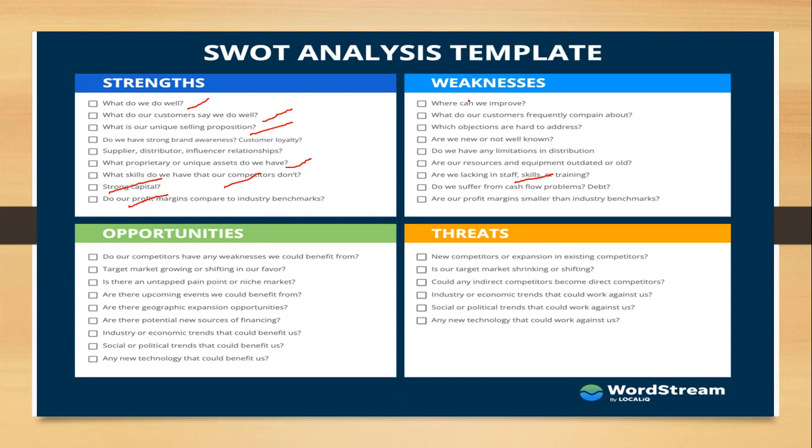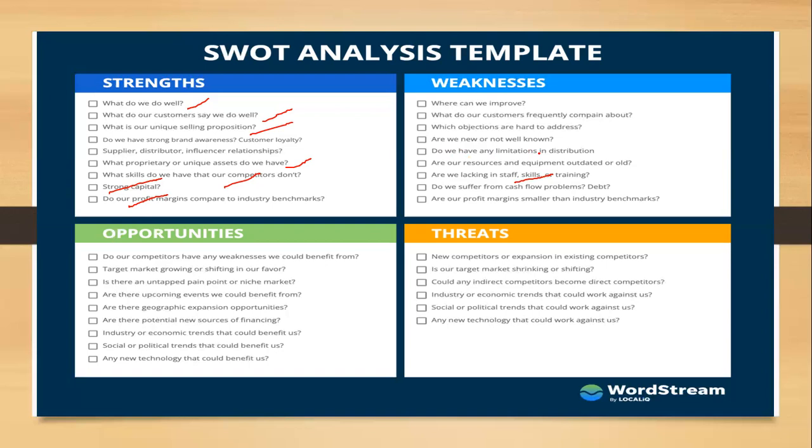And what will be the weakness then? Where can we improve? That can be wherever we are lacking or deficient. What do our customers frequently complain about? And which objections are hard to address? Are we new or not well known? That means we are new in the market and not well known. Again, it's very difficult to make a position in the market.